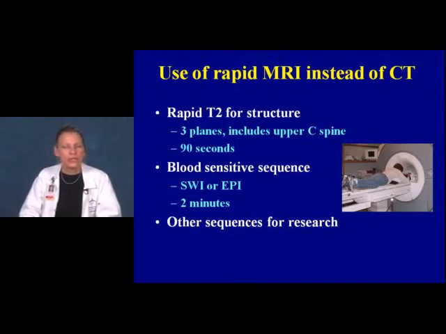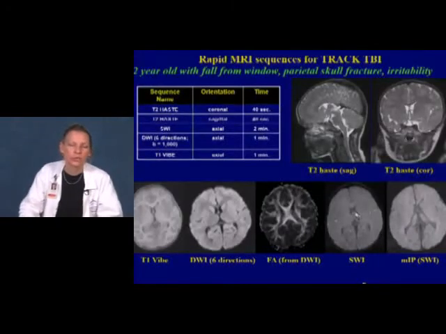There's a rapid T2 scan for structure, typically in 3 planes, and you can also include the upper part of the cervical spine, which is helpful for looking for spine injuries. And this takes typically 90 seconds. There are also blood-sensitive sequences, susceptibility weighting, or EPI sequences. These typically take about 2 minutes. And there are other sequences which I'll show that have been done for research purposes.